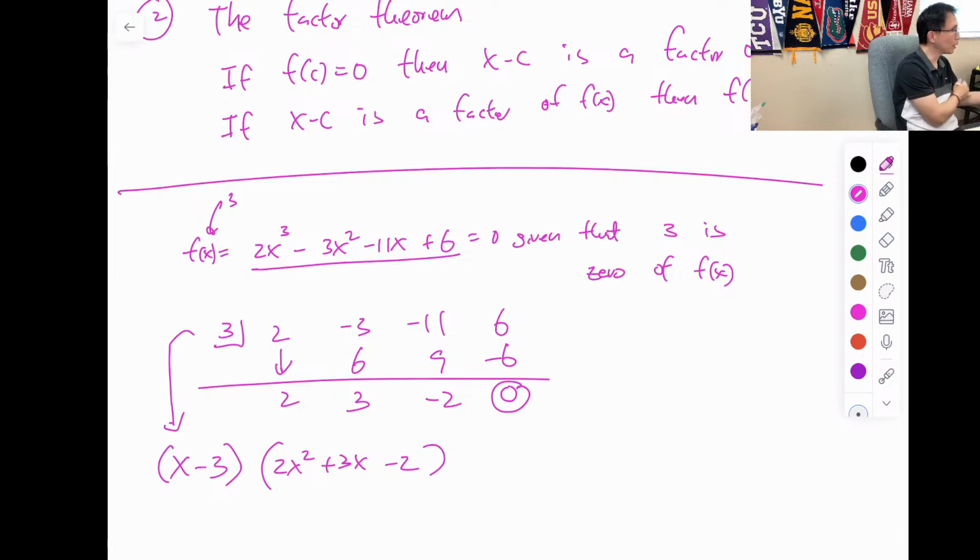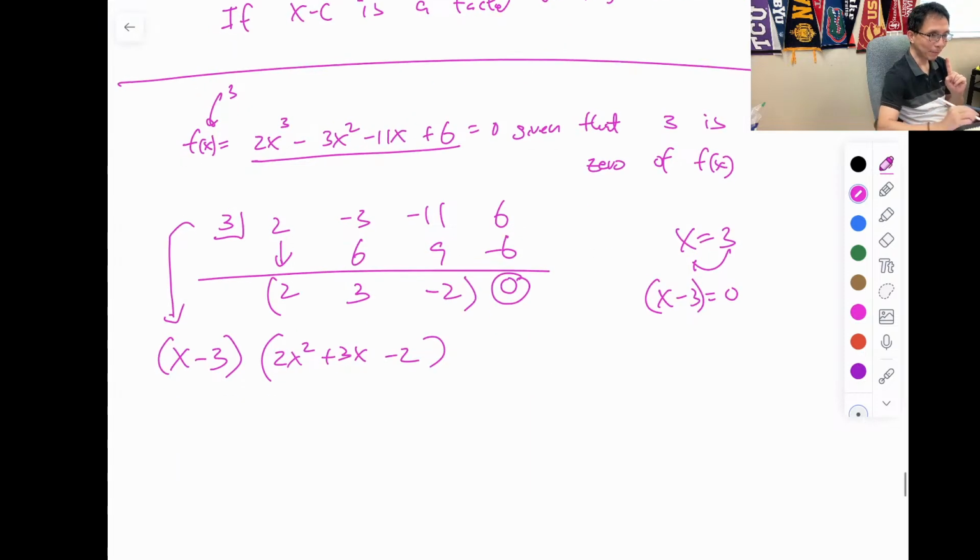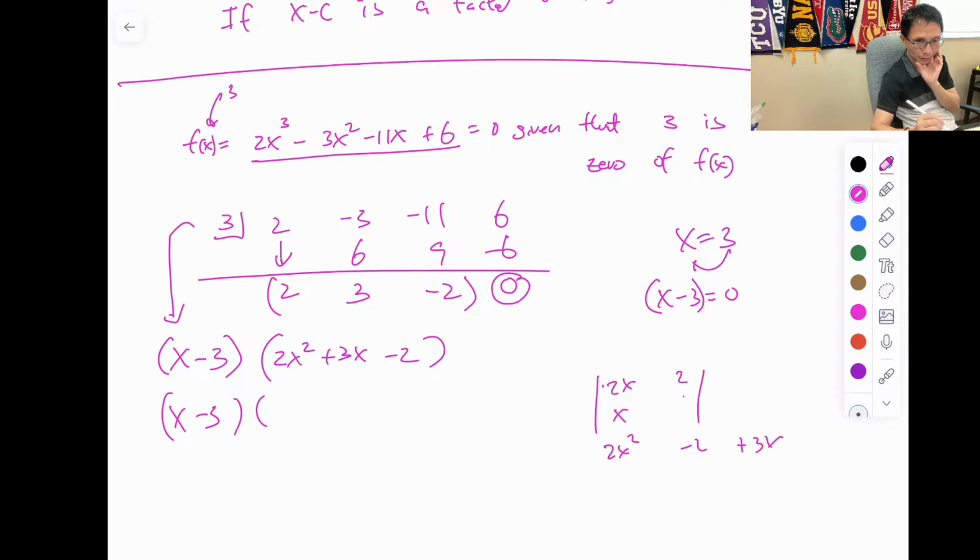Does that make sense? Let me say that again. 3 is a 0. Think about x equal to 3. If I move 3 to the other side, x minus 3 is a factor, and this is the remaining factor right here. Got it? Then I can factor more, by using a box. It'll be 2x and x, and there's 2 and 1. This is going to be 4x and x. This is negative, negative. So this would be 2x minus 1, x plus 2.